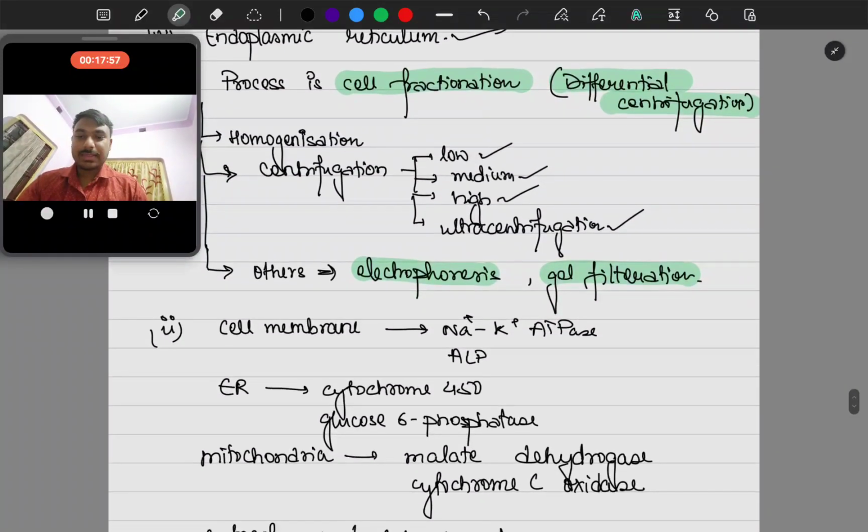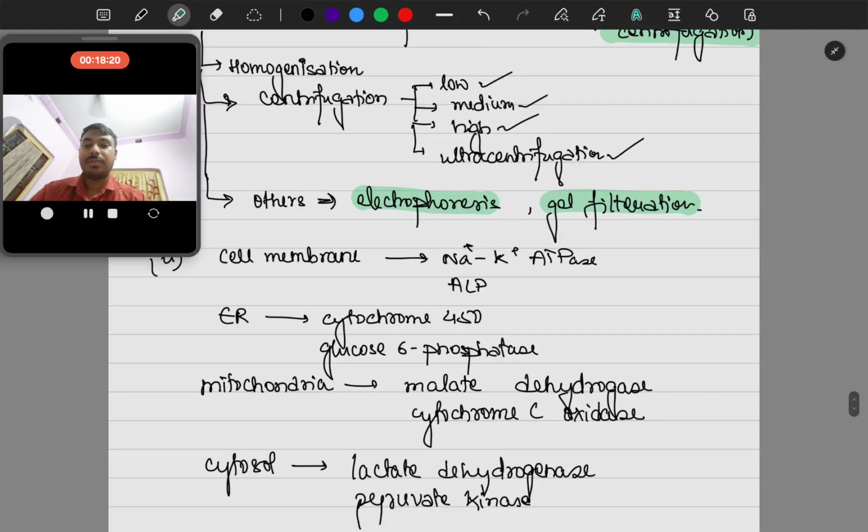Now, the marker enzymes for the cell organelles. The first of all is the cell membrane. At the cell membrane, as I said earlier, ALP is present. What is ALP? Alkaline phosphatase. It is a surface enzyme. ALP can be a marker. The sodium potassium ATPase enzyme can also be a marker.